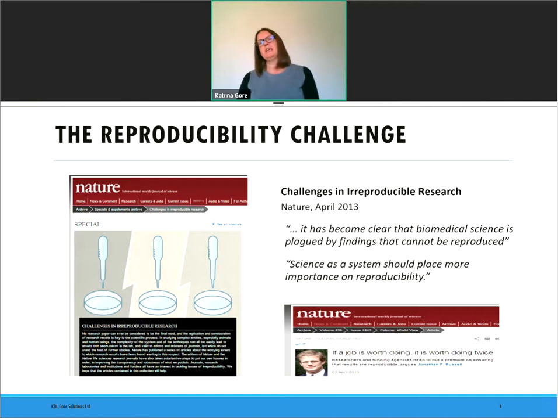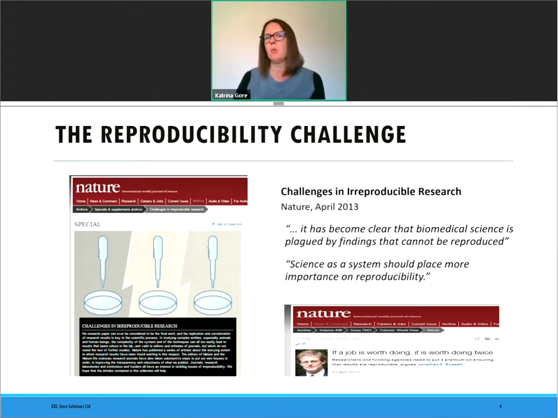So as a statistician looking at all of this reproducibility, my main focus was obviously the scientists I was supporting within Pfizer. But I was interested in looking more broadly than that. And this has been bubbling along for many years, but for me, one of the big articles, and the swing, kind of happened when Nature published its special edition in April 2013. And in it, they talked about how it had become clear that biomedical science is plagued by findings that can't be reproduced. Science as a system should place more importance on reproducibility.